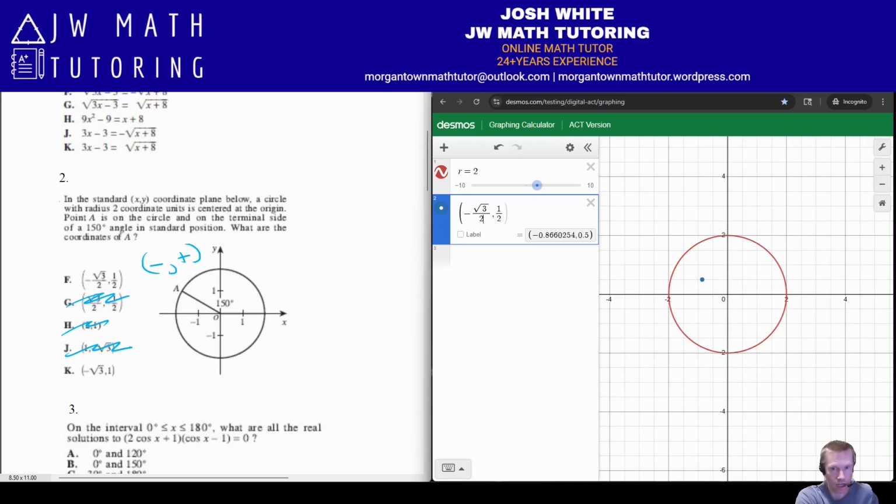But let's just double check. If I get rid of this for K, notice here is the point, and yes, it looks like if I extended a line from the center out to this, that looks like roughly a 150-degree angle. So K is the correct answer for this one. And that's it. That's all you have to do in Desmos.